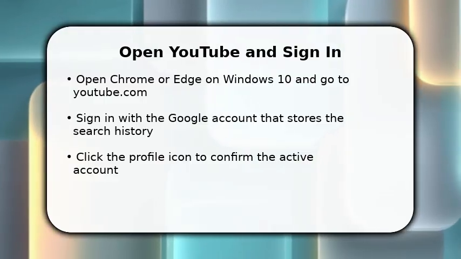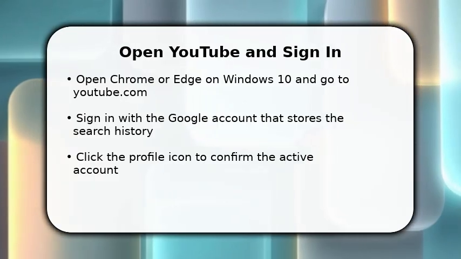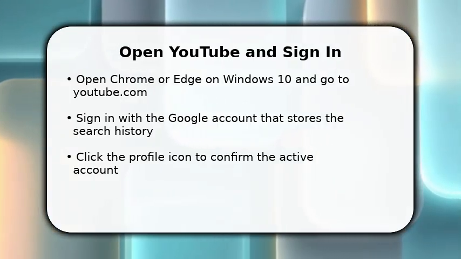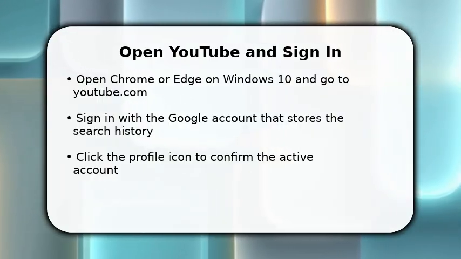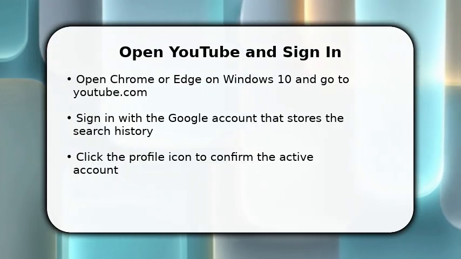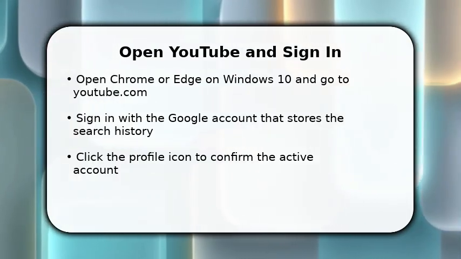You start by opening your browser on Windows 10 and navigating to YouTube. Sign in so you remove the correct account data. Once signed in, confirm the profile avatar at top right. This ensures you won't clear another person's history.